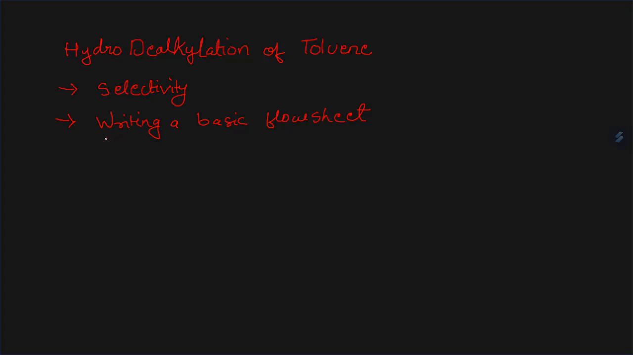So today we are going to see the concept of selectivity and how we use that selectivity to write a basic flow sheet. For that we are going to use a hydrodealkylation reaction of toluene which gives benzene.